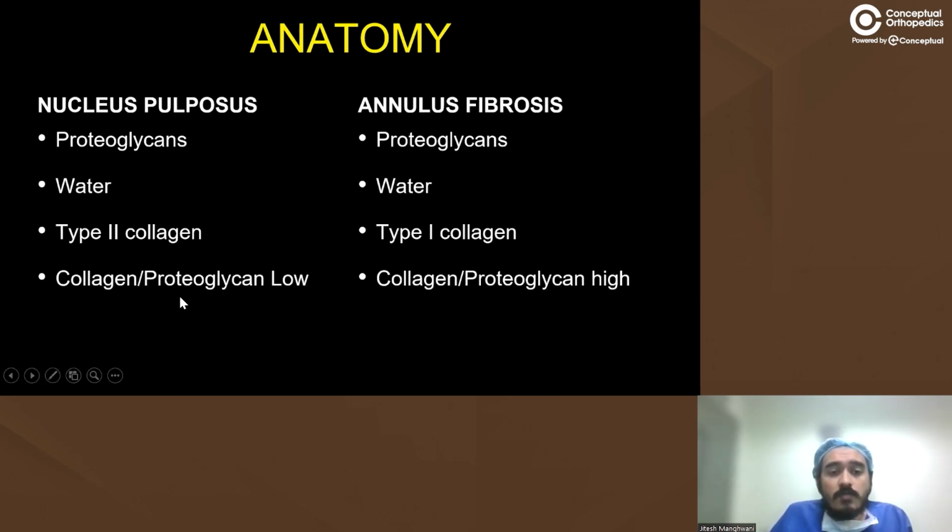Also, the collagen to proteoglycan ratio is low in nucleus pulposus, and the collagen to proteoglycan ratio is very high in the annulus. So maybe this is a reason why, that is with the type 1 collagen and higher collagen to proteoglycan ratio, the annulus is tough and taut as compared to nucleus pulposus, wherein type 2 collagen and lower collagen to proteoglycan ratio may make it gel like, free flowing as compared to the annulus.